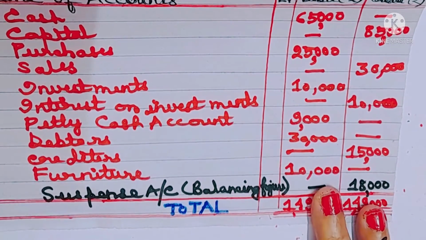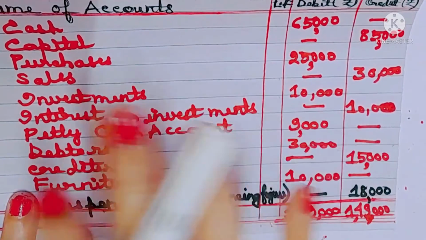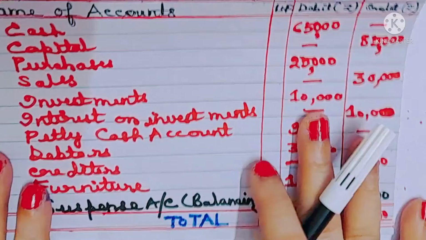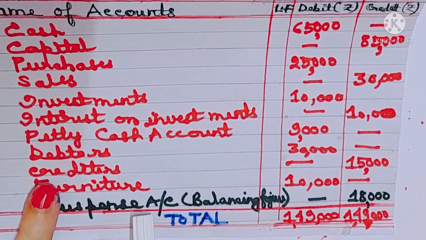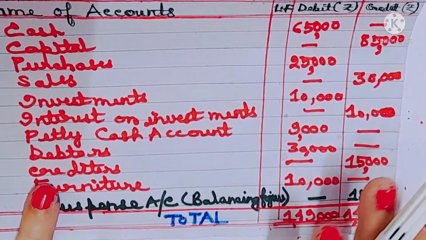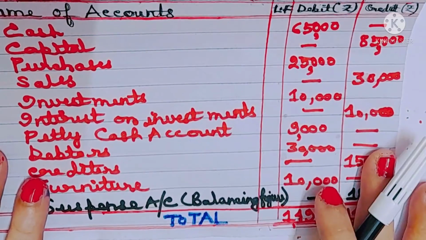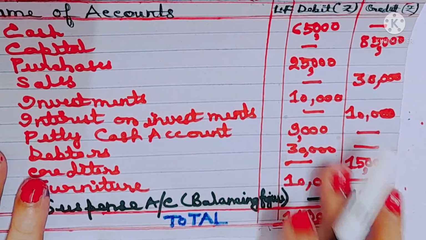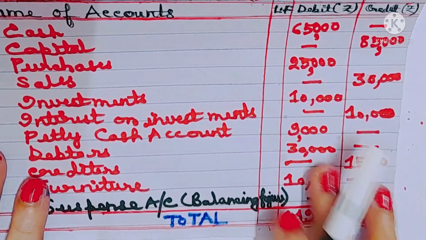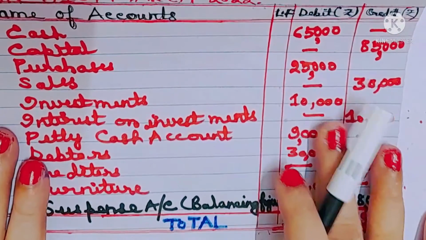I hope you understood. But one more thing. First you got to see you have detected all the errors and you have rectified all the errors. Then only you have to write suspense account if the trial balance doesn't tally. Recheck the trial balance that you have rectified everything, but still the trial balance doesn't tally. Then only you got to write suspense account. Okay? I hope you understood.